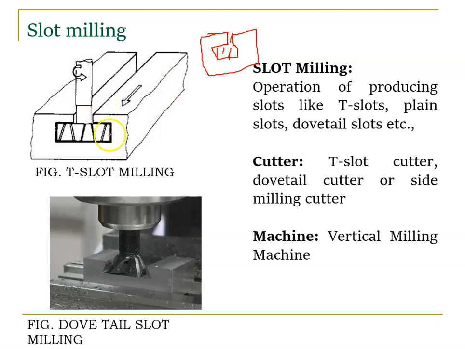The tool, if you look, has a slot. It looks like this kind of cutter. So we can use a slot cutter to do it. Operations of producing slots like T slots, plain slots, dovetail. So there will be a variety of slots, and the cutter name depends on what kind of slot we use. We name it after the slot, for example T slot cutter, dovetail cutter or side milling cutter. This is also done with the help of a vertical milling machine.